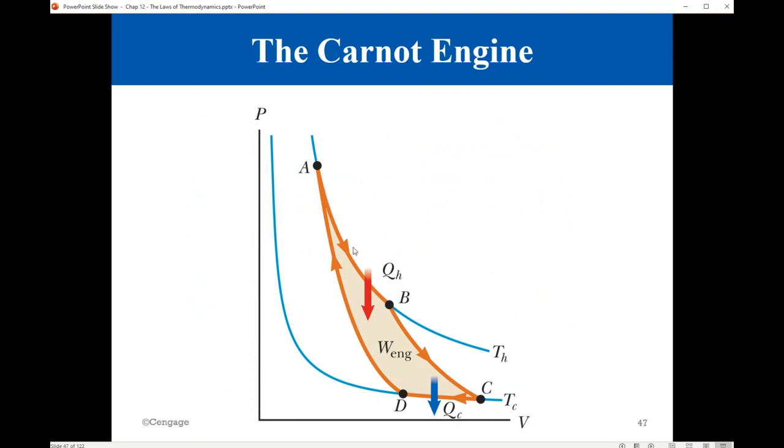These are the 4 processes: from A to B, from B to C, from C to D, and from D to A. So B to C is gas expansion adiabatically. From D to A is gas compression adiabatically. From A to B is an isothermal process, and from C to D is an isothermal process. So here, the system takes a quantity of heat from the hot reservoir, and here it releases a quantity of heat to the cold reservoir.